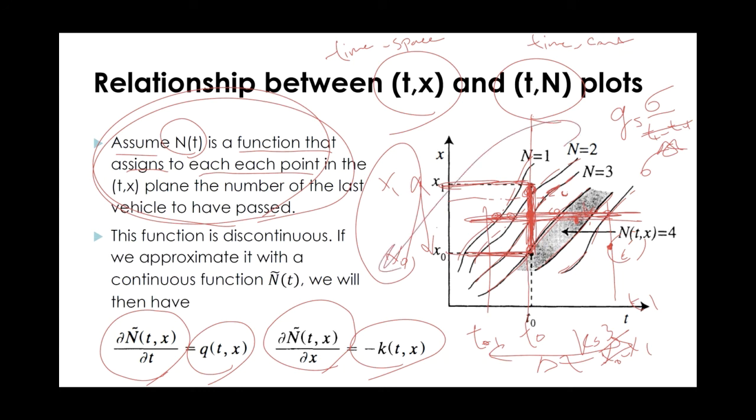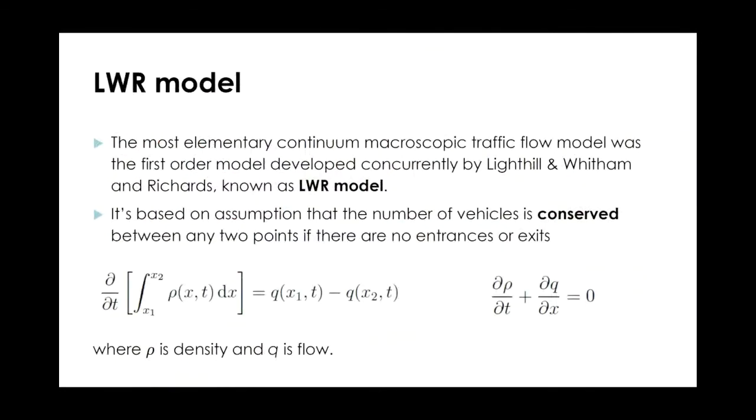So this is very similar to that. We're saying if we take the derivative of that n with respect to t, we get flow. If we take the derivative of n with respect to x, we get density. And that leads to the first macroscopic fundamental model of traffic that we're going to introduce to you, which is called the LWR model. What I would suggest is, because we are running out of time, let's stop here.